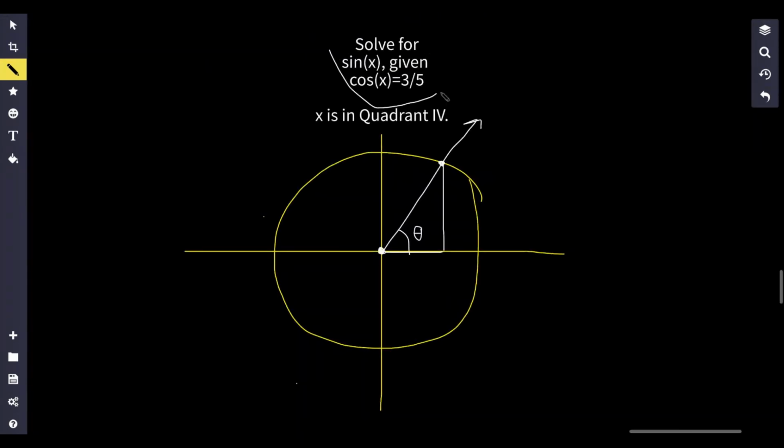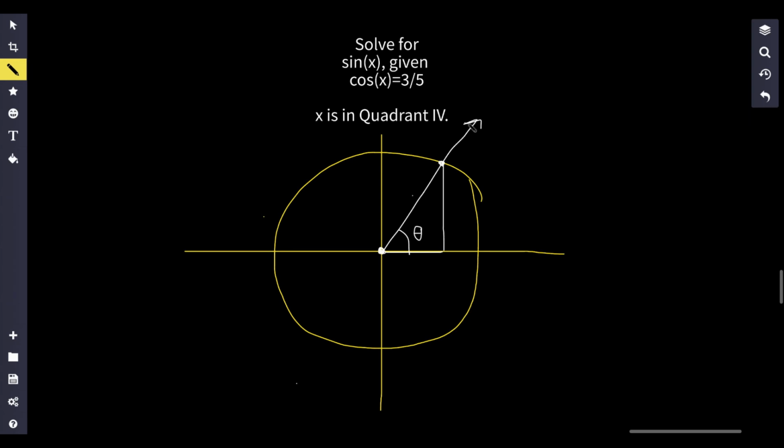Solve for sine of x, given cosine of x is equal to 3 over 5, x is in quadrant 4. So in case you don't know how to do these problems, first I'm going to do the proof of the Pythagorean trig identity, and then I'll teach y'all how to do this. Basically, when you create an angle on a unit circle, it has a radius of 1, and it is centered at the origin.